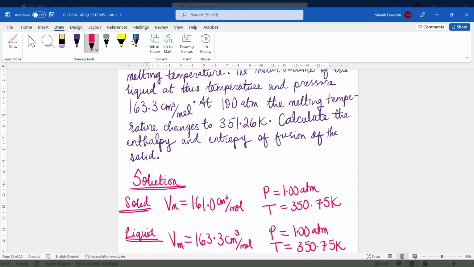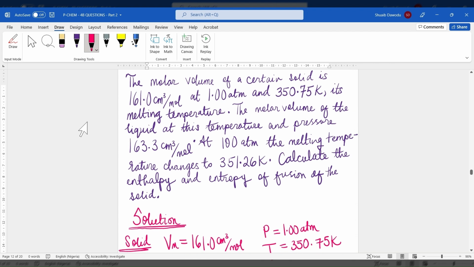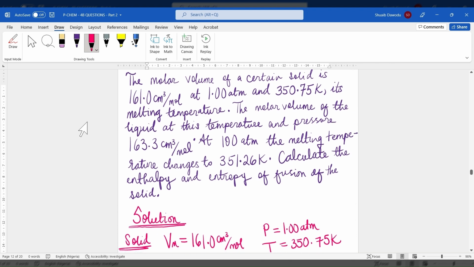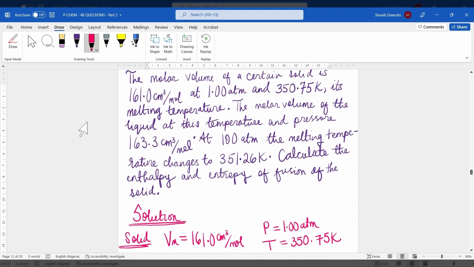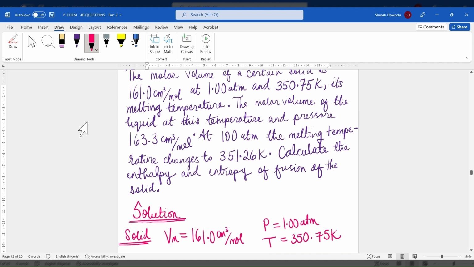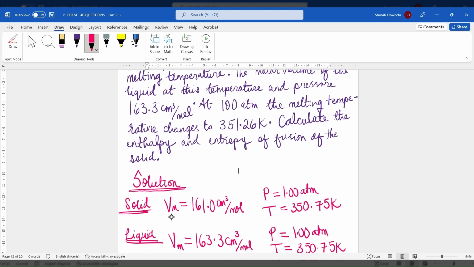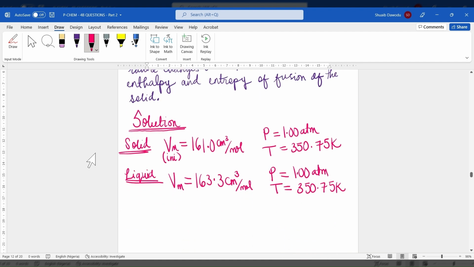Whenever we're dealing with a change in volume, pressure, and temperature, we already know that it has to be like a V final and a V initial. This is a process of melting, going from solid to liquid, hence we have an initial volume and a final volume. The molar volume for the initial is 161, so I'm going to put ini here, and the final is 163.3, so I'm going to put fin here to indicate initial and final.